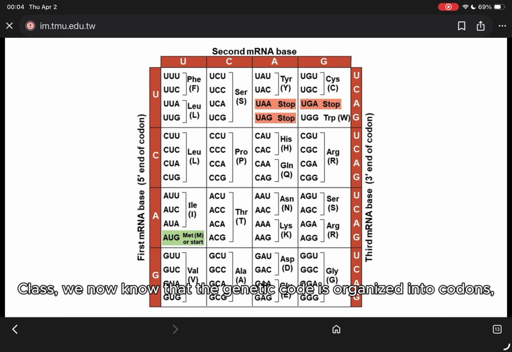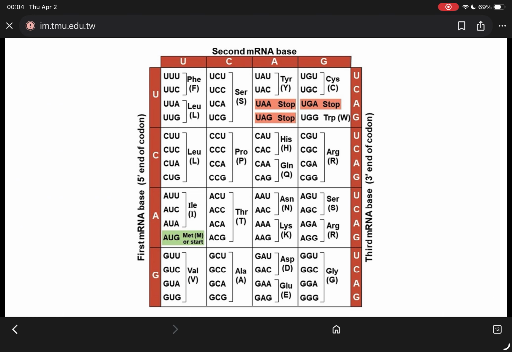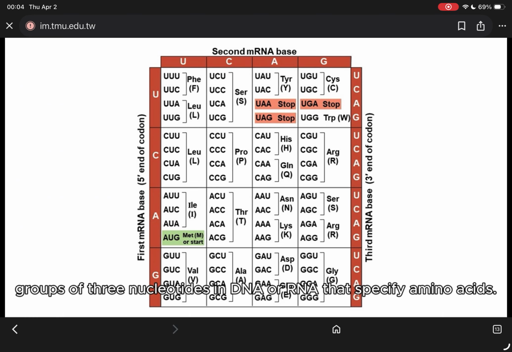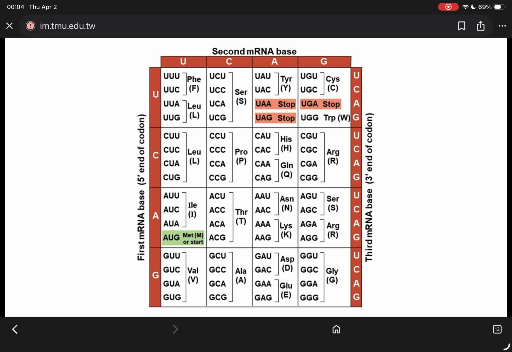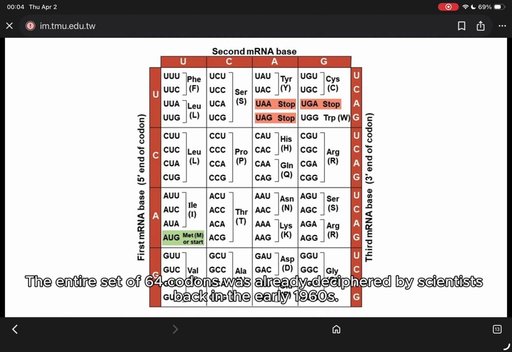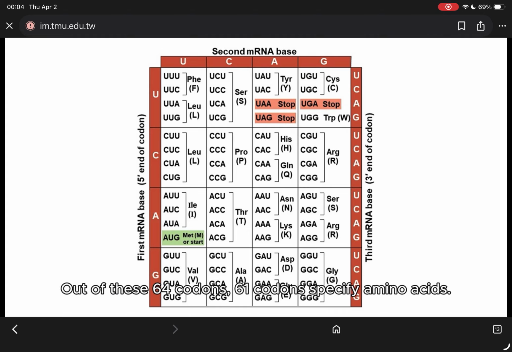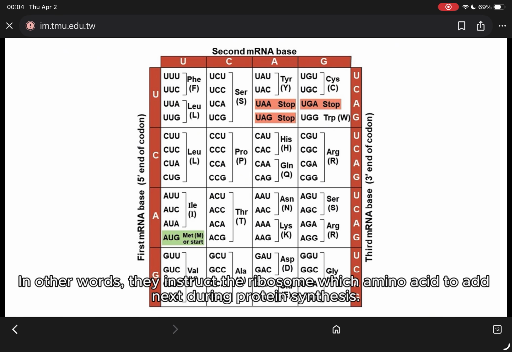Class, we now know that the genetic code is organized into codons, groups of 3 nucleotides in DNA or RNA that specify amino acids. But did you know? The entire set of 64 codons was already deciphered by scientists back in the early 1960s. Out of these 64 codons, 61 codons specify amino acids. In other words, they instruct the ribosome which amino acid to add next during protein synthesis.